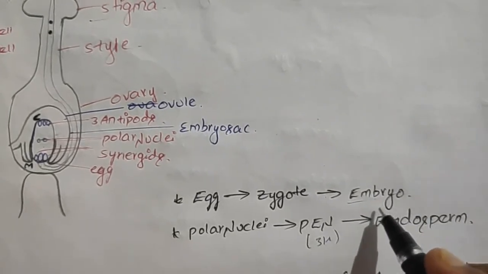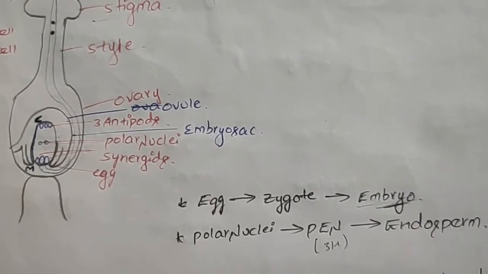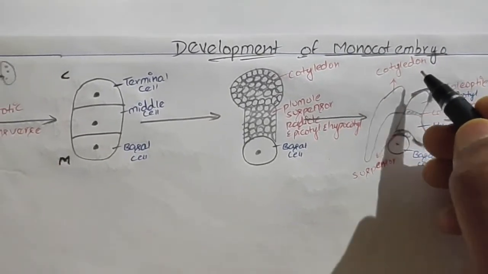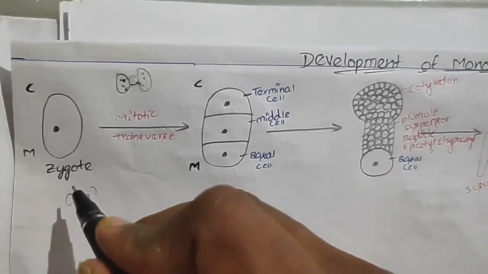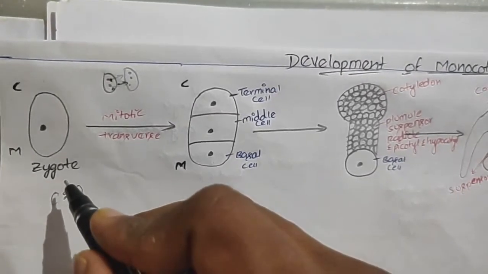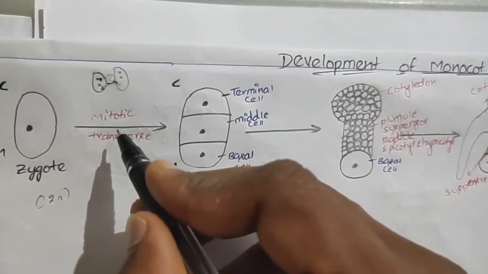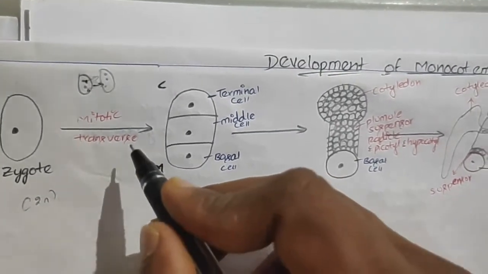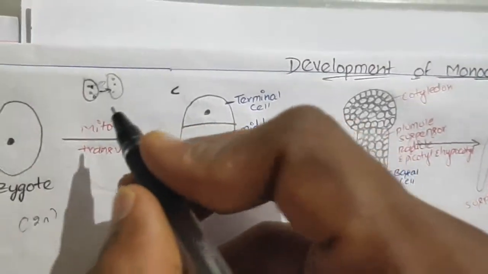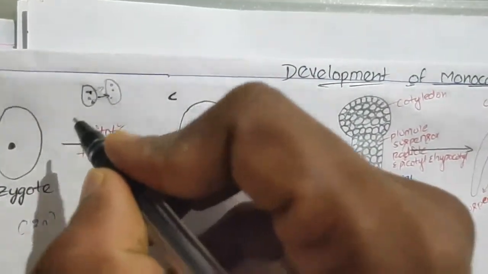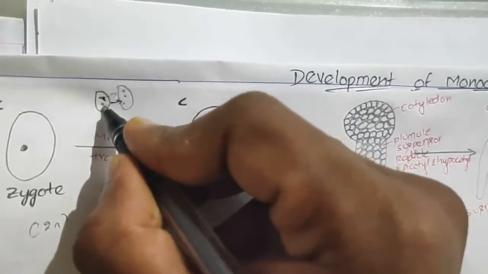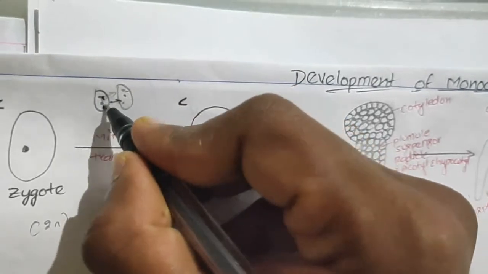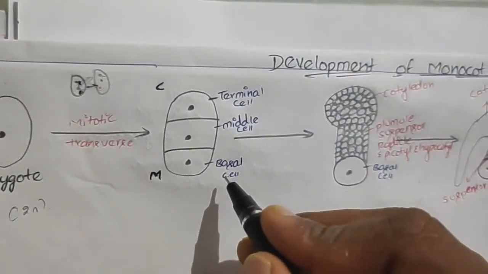Now we will see the development of the embryo. First, how the embryo develops in monocotyledon plants. After fertilization, the egg becomes the zygote. This zygote undergoes mitotic division, and this division is transverse, and forms three cells. How three cells? The zygote divides and forms two cells. Out of these two cells, one will divide again and form two cells, and one will remain as it is. In total, three cells are formed.